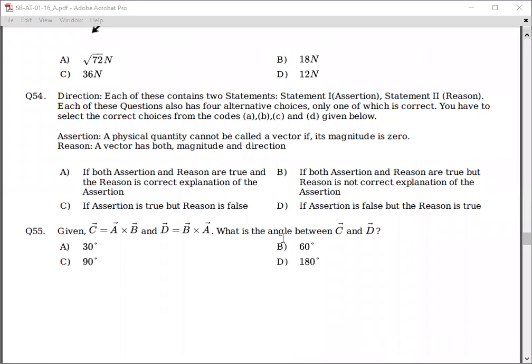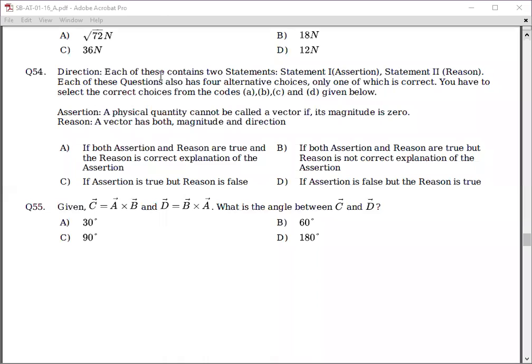राइट, ठीक है। देखो नाउ 55 जल्दी जल्दी कर देंगे। 55 C is equal to A cross B, D is equal to B cross A. What is the angle between C and D? Common sense, sir, common sense. C is perpendicular to A, C is perpendicular to B. हाँ या ना? Right? Okay, and we know that D vector is equal to minus of A cross B vector.